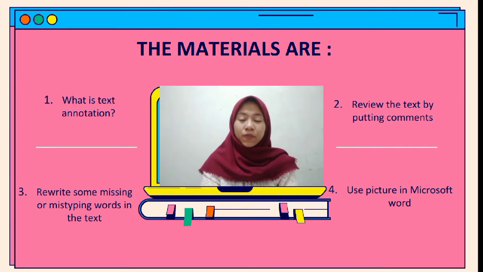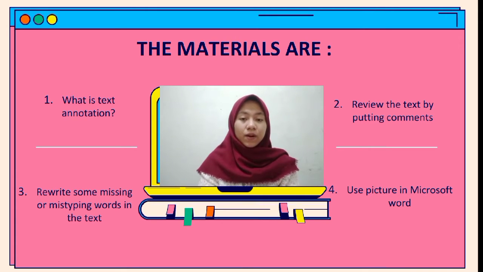In this video, there are 4 materials that will be explained by each member, which are: 1. What is the definition of text annotation? 2. Review the text by putting a comment. 3. Rewrite some missing words or mistyped words inside the text. And 4. How to put and use a picture inside Microsoft Word.